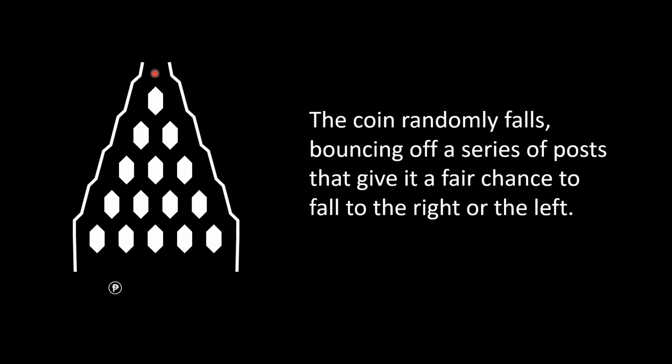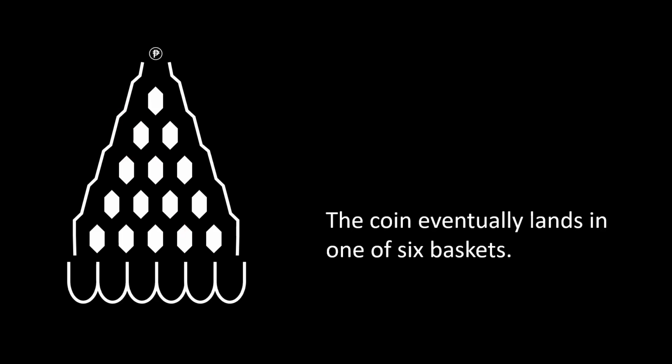And I think the important thing here is that any gate that it hits, it can either move left or right, meaning that if this thing fell here, it can't jump all the way over there. If it falls here, it can only go there or there. It can't go up, it can't teleport. It really just has a series of left or right, left or right, left or right. So the coin eventually lands in one of 6 baskets at the bottom.